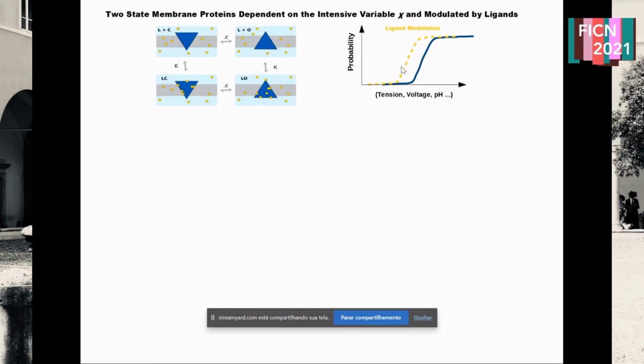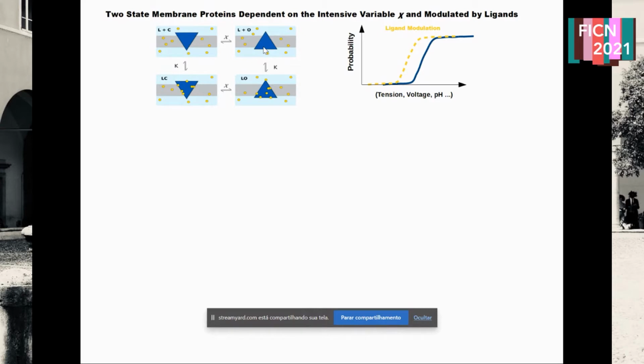If the membrane protein is further modulated by ligands, then ligands may induce a shift in that probability, as shown here. And that shift may be rationalized in terms of a thermodynamical cycle in which the ligand may bind the protein and shift its conformational equilibrium between two states, so let's say closed or open, or resting and activated, as shown here.